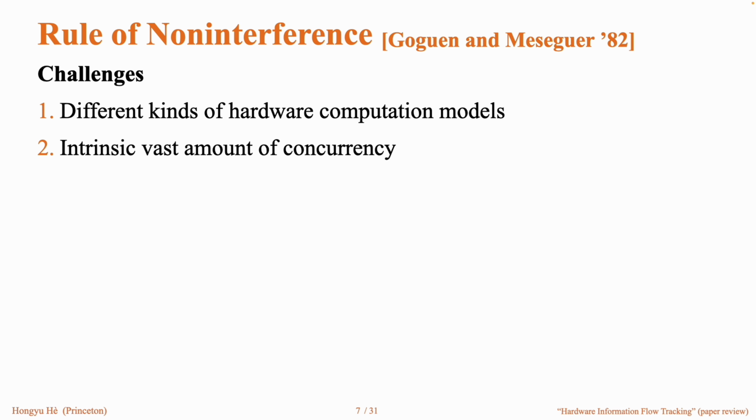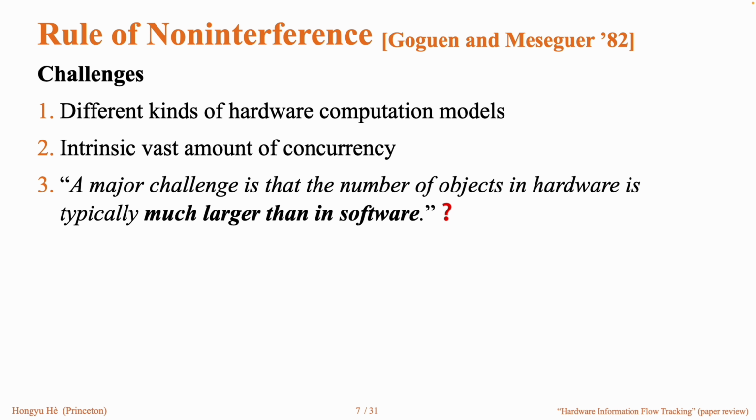Also, one thing they mentioned is that in hardware, there are just too many more objects compared to reasoning about software. I put a question mark here because I'm not sure. In software, we can have an unbounded number of objects, as the professor mentioned at the start of this semester. So I'm not sure if this actually is a challenge. What do you think? Well, we do have a lot of gates, right? But they are still bounded, finite.